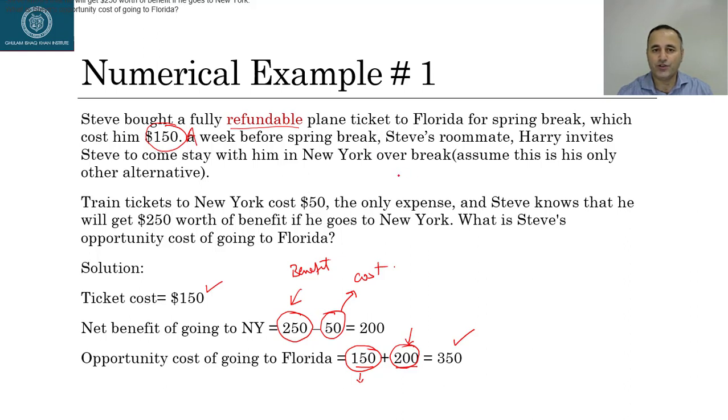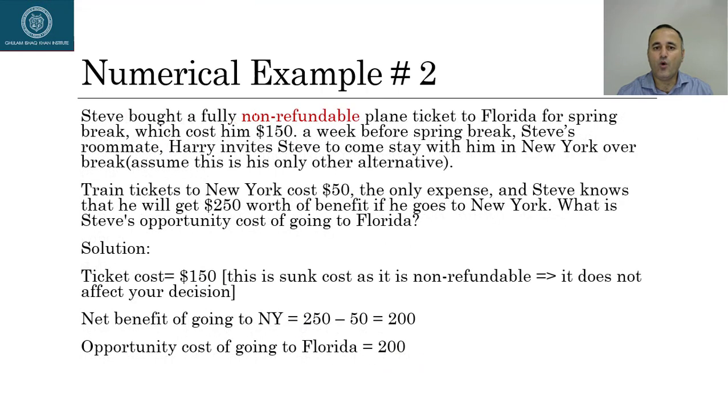And now pay attention to this word. The ticket initially was refundable, okay? Refundable means that Steve can actually cancel it. Now, what happens if the ticket is non-refundable? Same example, a non-refundable ticket cost Steve $150. If he accepts his friend's invitation and would like to go to New York, he would have to buy a $50 ticket, but the benefit of going to New York is $250.